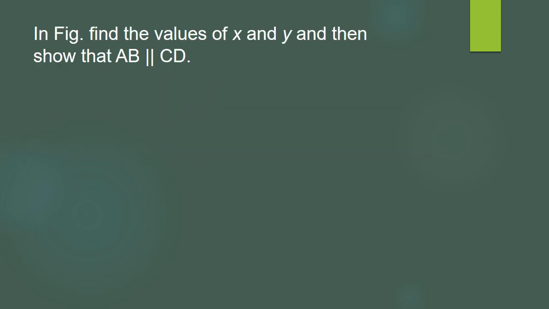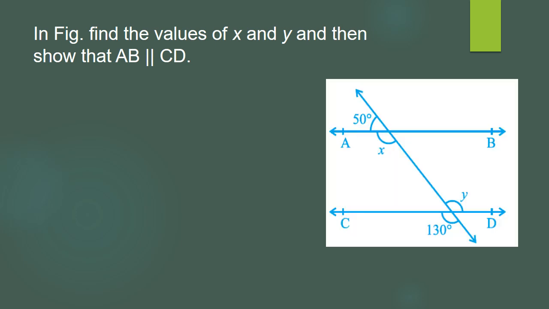Now we are going to solve certain sums from your textbook that are given in the figure. Find the value of x and y and show that AB is parallel to CD. Here they have not given that AB is parallel to CD; that we have to prove. So don't consider x and y as alternate angles and equal. We have to find out the value of x and y first.